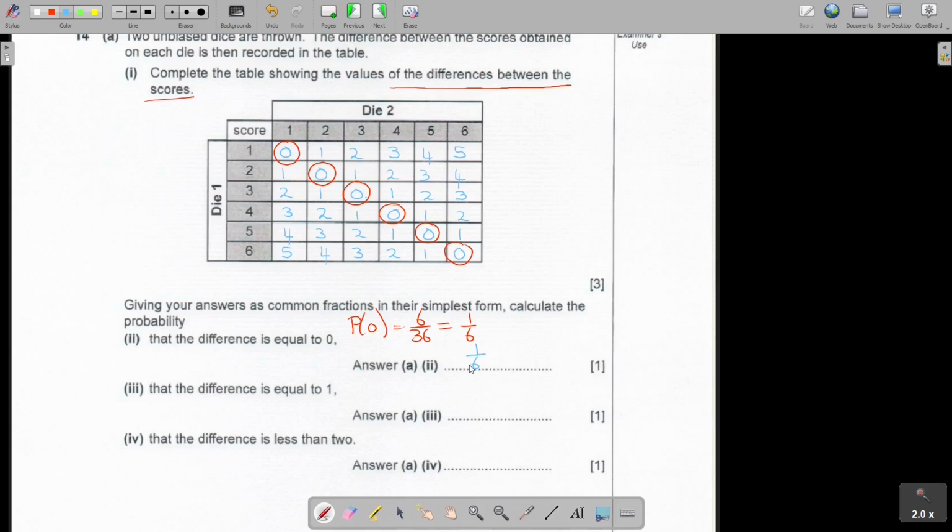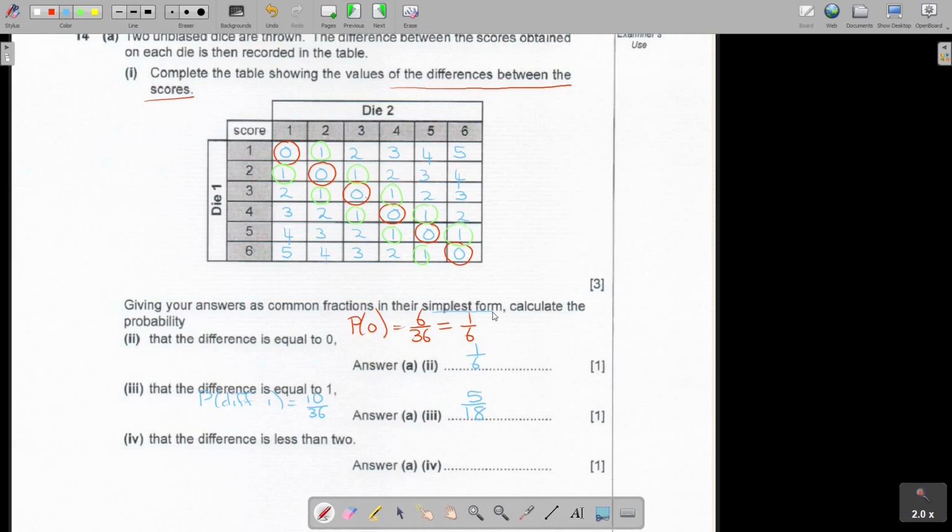Now the probability that the difference is equal to 1. Okay, now 1, 2, 3, 4, 5, 6, 7, 8, 9, 10. Okay, so the probability of difference 1 is 10 out of 36. And again, simplify. Press it on your calculator otherwise. Say 10 ABC 36. Your calculator will say 5 over 18. Okay, because they said simplest form.